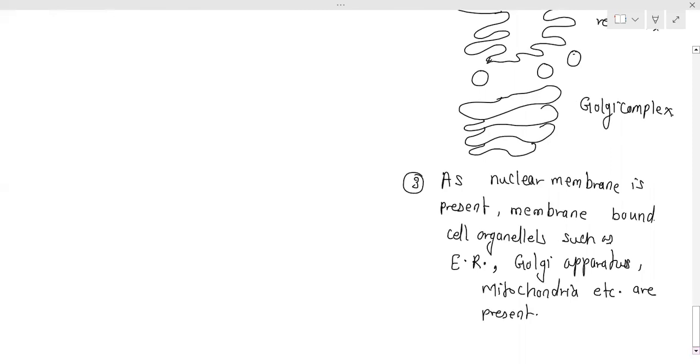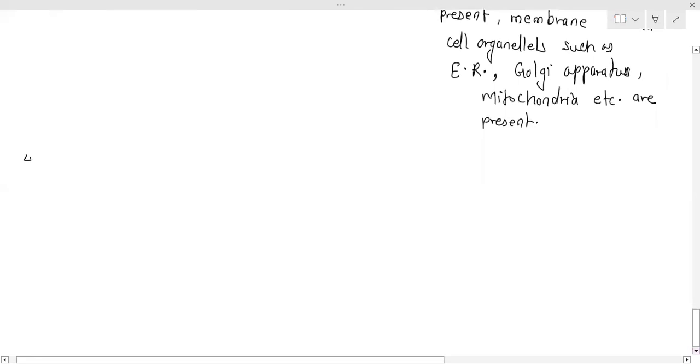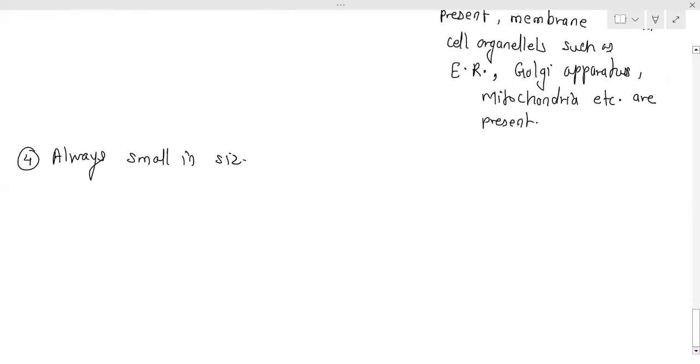Right? Have you completed this much? Yes, ma'am. Then let's write the fourth point. Prokaryotic cells are always small in size. What is the size? Size hardly 1 micrometer to 3 micrometer. Very small size. And on the other hand, a eukaryotic cell can grow larger in size.